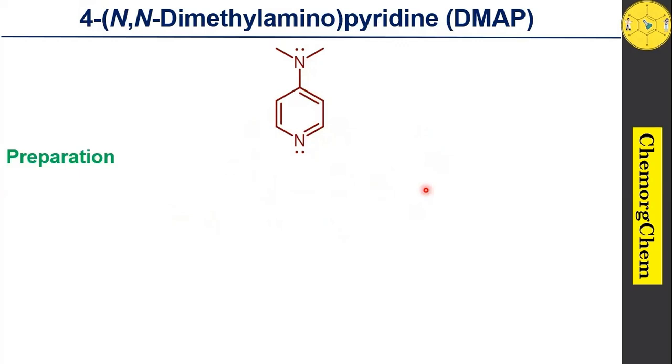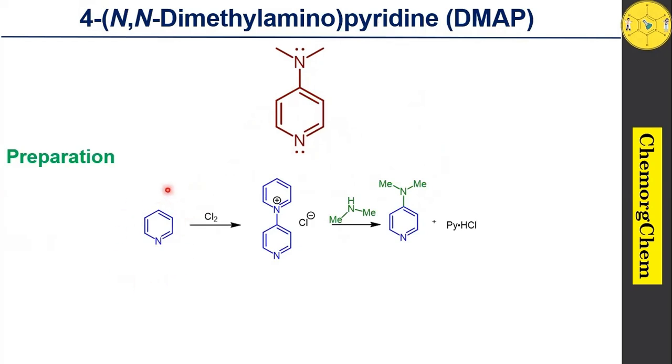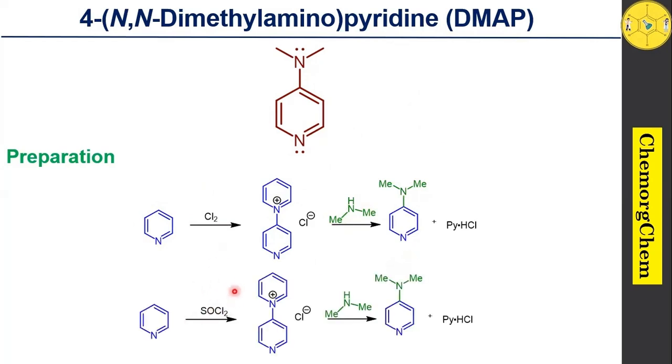There are several routes available to prepare the DMAP reagent. However, here we are going to see only two routes. So let's see them one by one. The first route involves the reaction of pyridine with chlorine, which produces this intermediate. This intermediate readily reacts with dimethylamine to produce the corresponding DMAP reagent. Instead of chlorine gas, if you use thionyl chloride, that also produces a similar intermediate, which readily reacts with dimethylamine to produce the corresponding DMAP reagent.